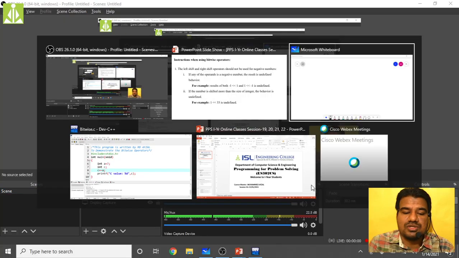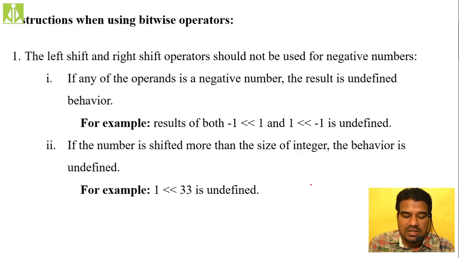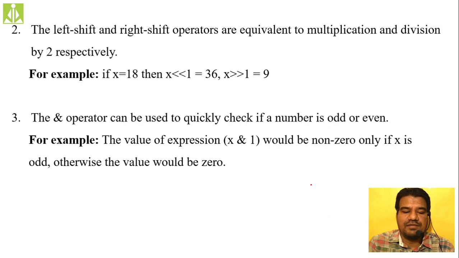Another important point. I will just check how much time. It is already more than 1 hour, so I have to conclude the session. So with this bitwise, I will conclude. The left shift and right shift operators are equivalent to multiplication and division. Already we discussed. The AND operator can be used to quickly check if a number is even or odd. This example we'll do in our next class. The bitwise AND operator is helpful in checking whether the given number is even or odd. This thing we'll see in our next session, hopefully.